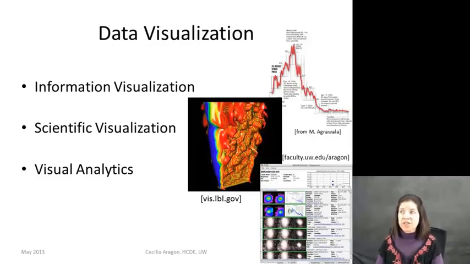Scientific visualization usually involves displaying data that has a physical position in space. For example, here you see a methane combustion data set, where each of the data points has a 3D location. Visual analytics is a combination of highly interactive visual interfaces and sophisticated statistical learning algorithms.